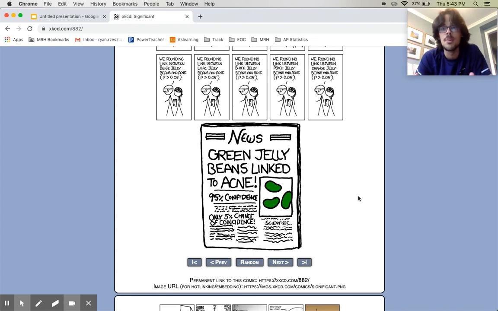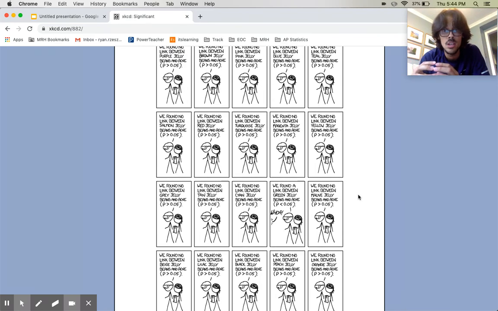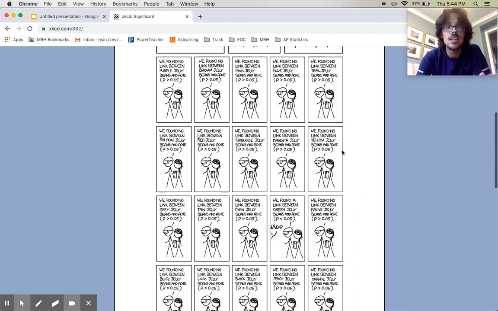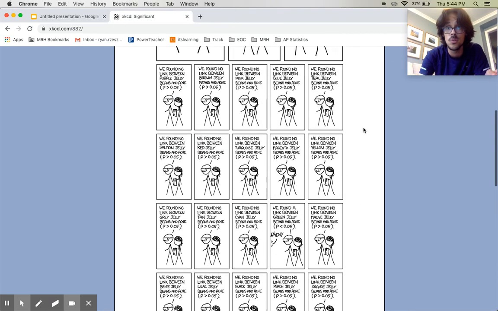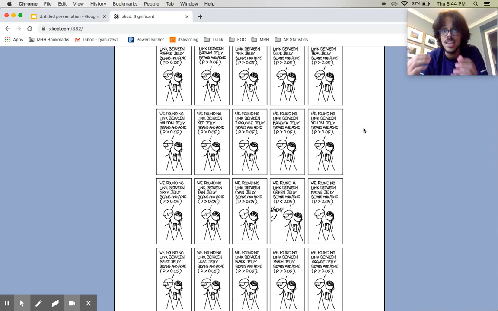So the idea with this comic is you have to remember that when you do a significance test, if you have an alpha of 0.05, that still means in 5% of trials, 5% of samples that you get, you could achieve those results, even if there's not really a statistically significant difference going on. They tested, if you guys count here, there are 20 different colors that they tested. 1 out of 20 is 5%. So if you test enough things in succession, sooner or later, you're going to have one that defies the odds. And it's like, oh my gosh, something's going on here.